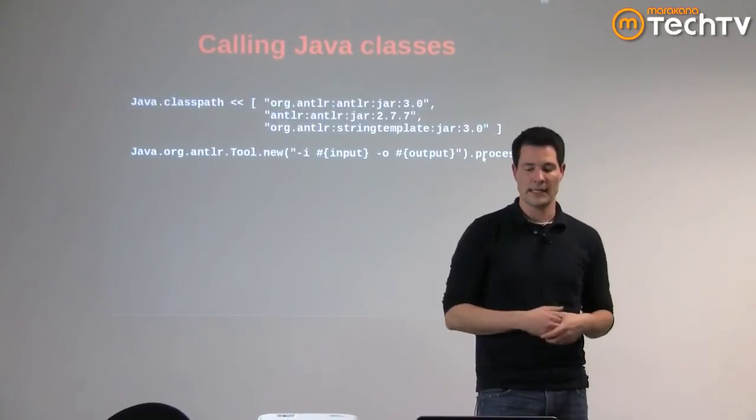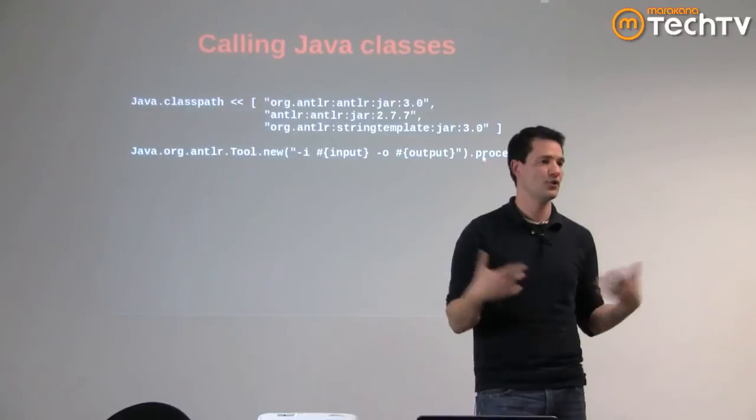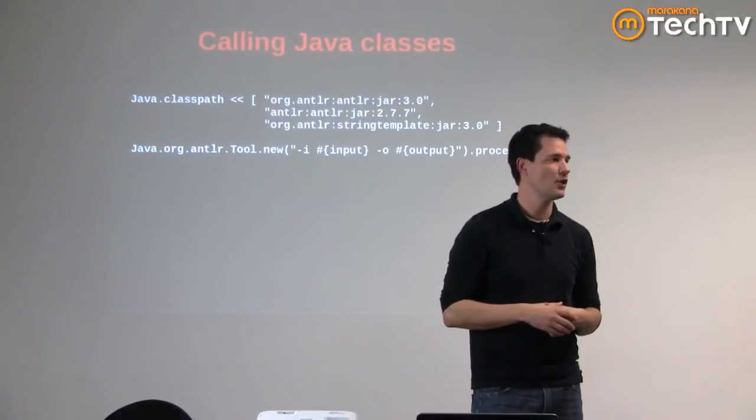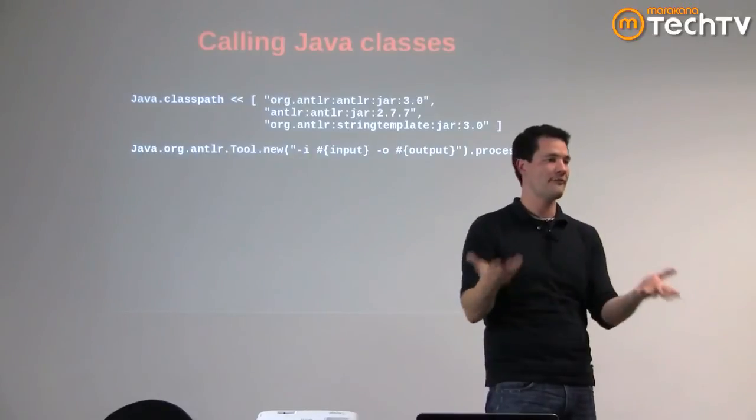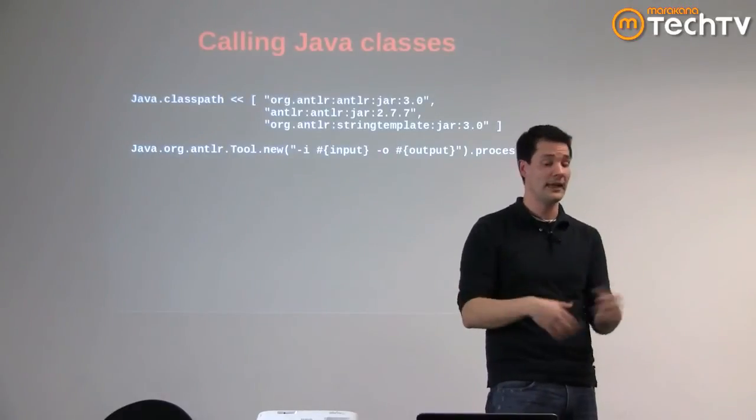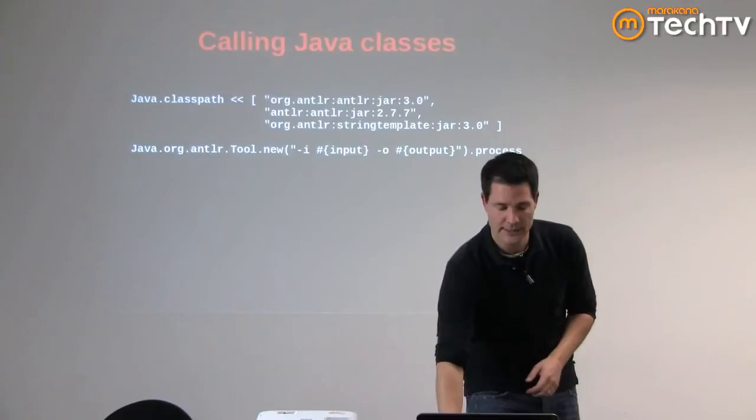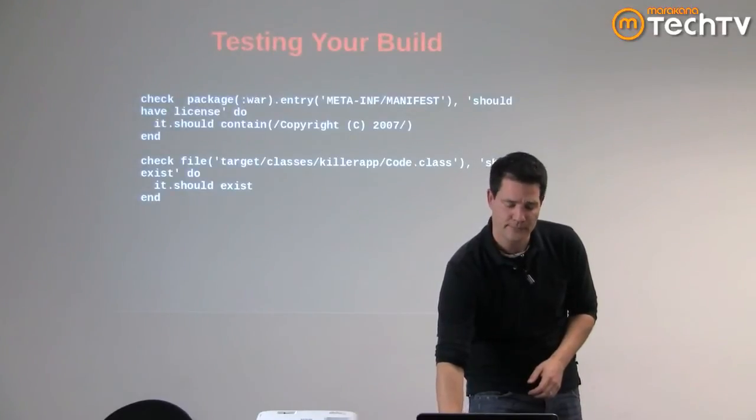So the integration, it's pretty easy to call any existing Java code. If you're porting a build system that used to call Java code, or if you have Java code that you don't want to rewrite in Ruby, it's just very easy to call from Buildr.